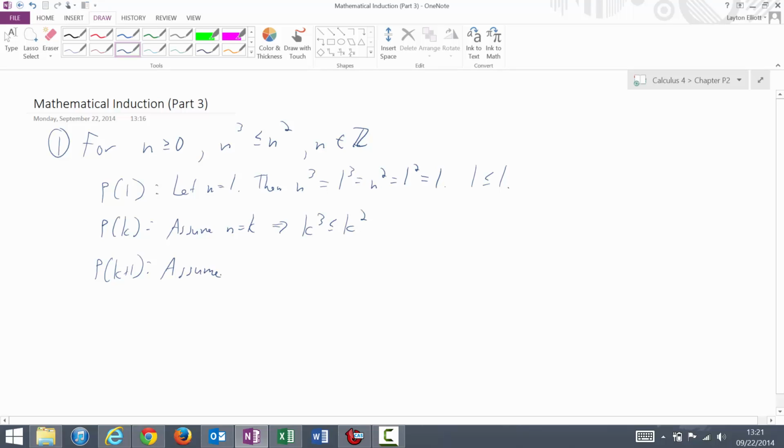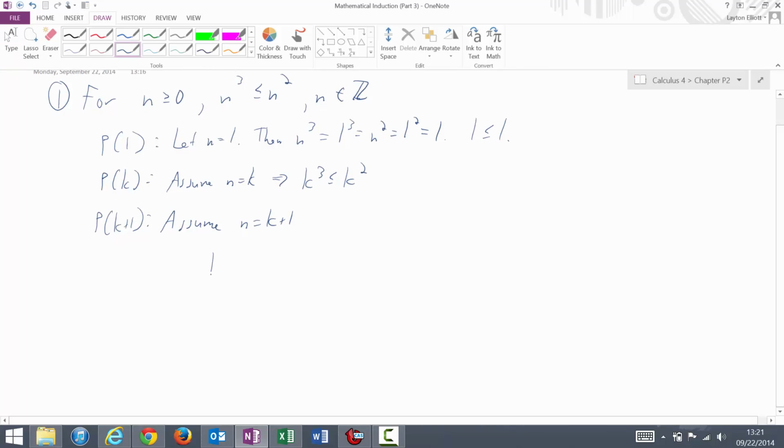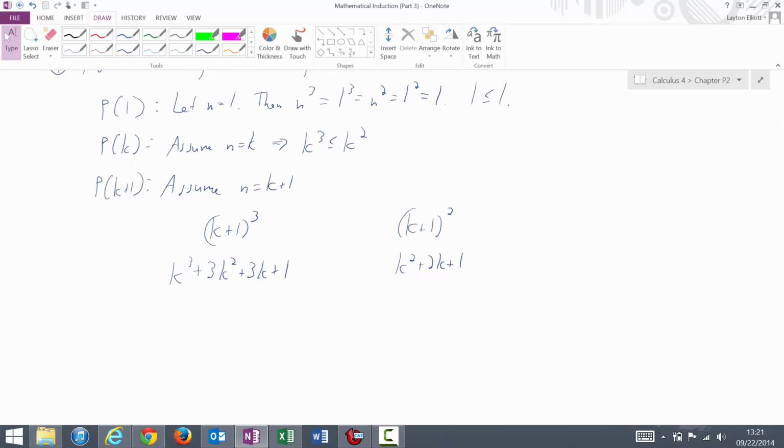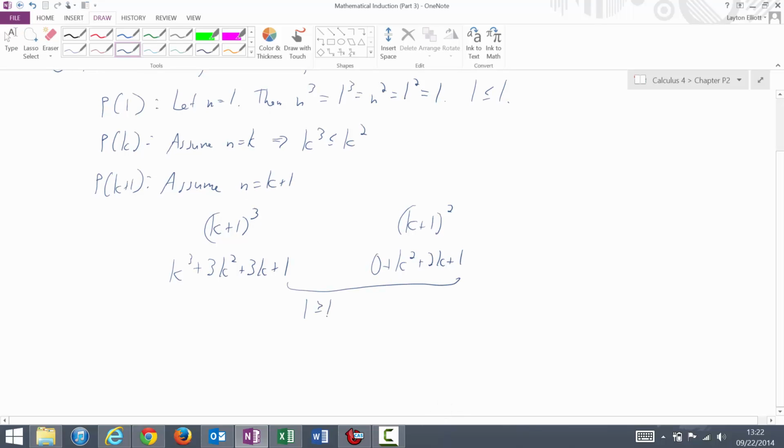For P of k plus 1, I'm going to assume that n is equal to k plus 1. And I'm going to evaluate and compare k plus 1 cubed to k plus 1 squared. K plus 1 cubed follows the binomial expansion: k cubed plus 3k squared plus 3k plus 1. And k plus 1 squared is k squared plus 2k plus 1. Well, if I examine each of the respective parts, and I stick a plus 0 here, and compare this, I know that 1 is greater than or equal to 1.